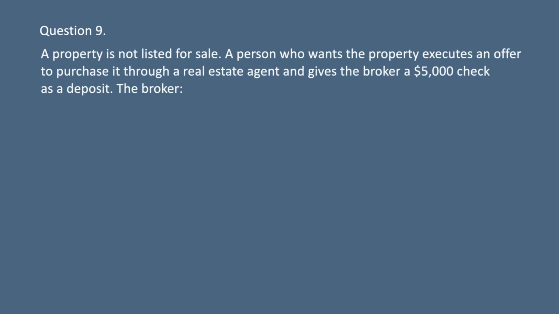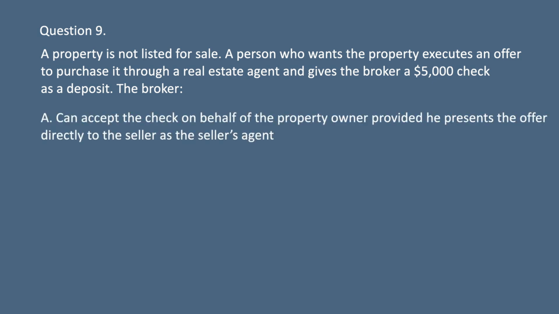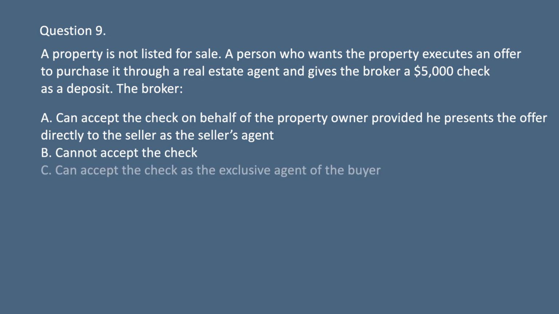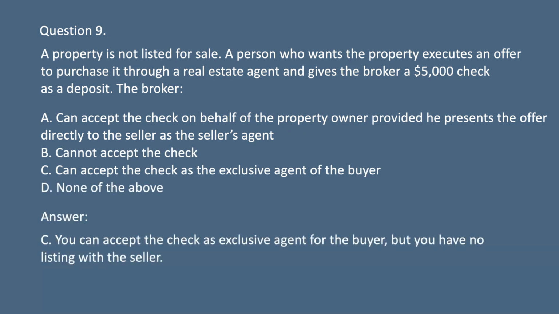Question 9. A property is not listed for sale. A person who wants the property executes an offer to purchase it through a real estate agent and gives the broker a $5,000 check as a deposit. The broker A. Can accept the check on behalf of the property owner provided he presents the offer directly to the seller as the seller's agent. B. Cannot accept the check. C. Can accept the check as the exclusive agent of the buyer. D. None of the above. Answer. C. You can accept the check as exclusive agent for the buyer, but you have no listing with the seller.